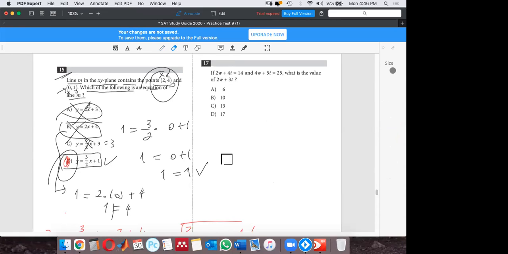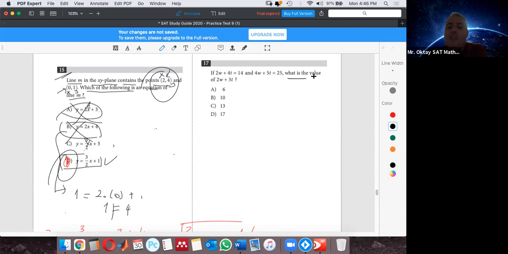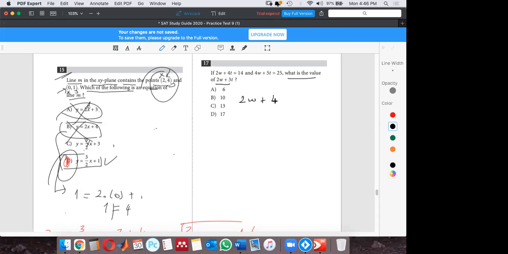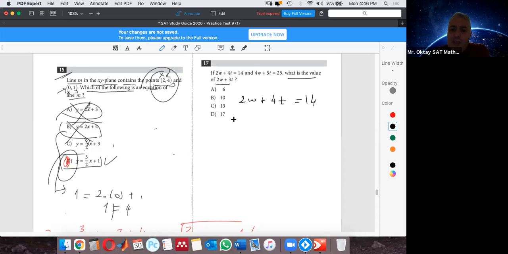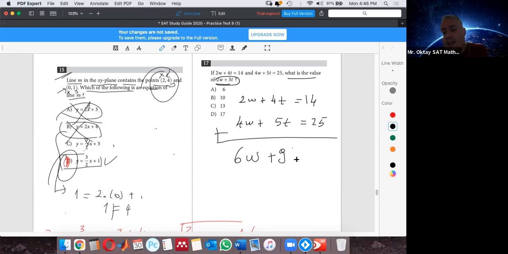No question, easy. Okay, now question number 17. What is the value of this? What can we do? Let's think. Now, 2w plus 4t equals 14 and 4w plus 5t equals 25. The question is 2w plus 3t. If I add them side by side, what will be? Let's try. 4 and 2, 6w. 4 and 5, 9t. 25 and 14, 39.